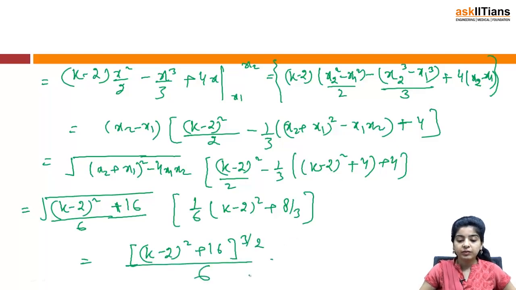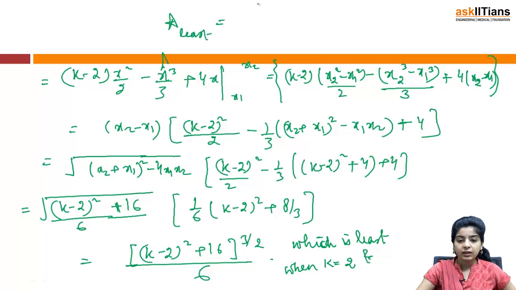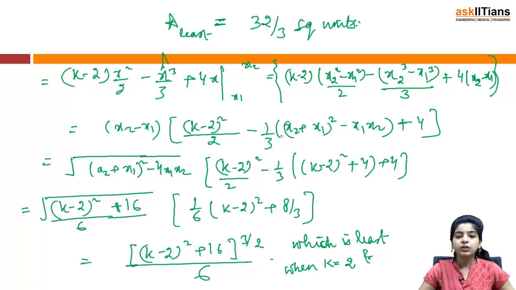And if you see this value, this is least when k is equal to 2. And what about the least value? Least area that we were required to compute, A least is equal to 32 by 3 square units. This value is least when k is equal to 2 and the least value of area is 32 by 3 square units.